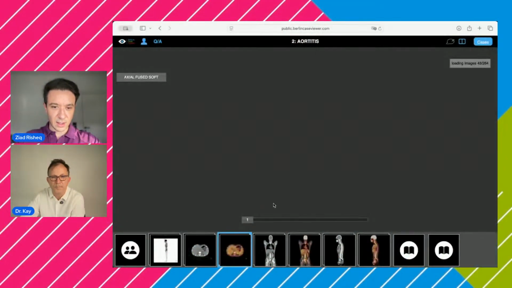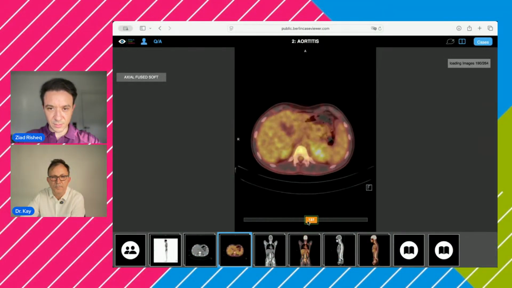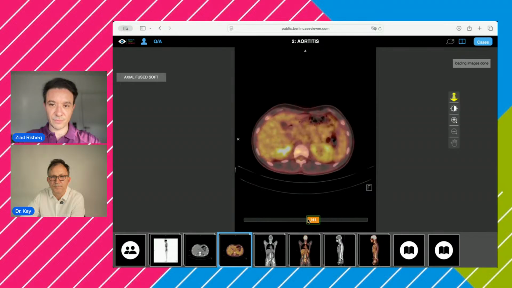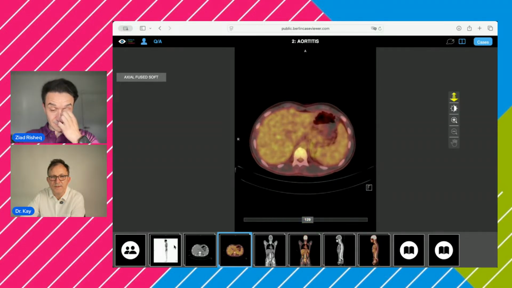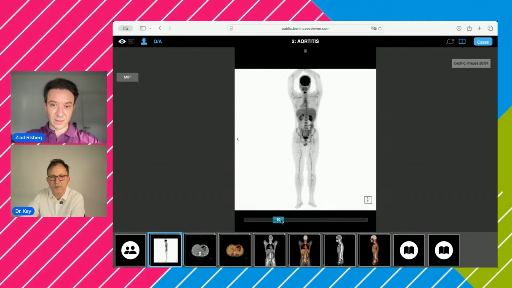Actually, I think this patient had uptake in the muscles. No, I thought he had uptake in the muscles. Yeah, maybe we find such a case and make it a pitfall.